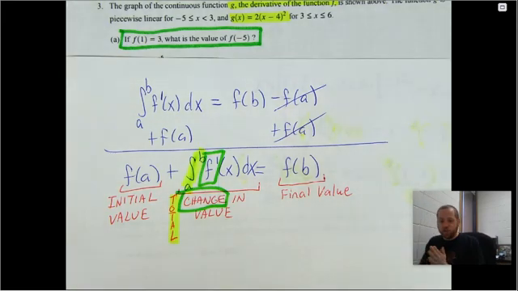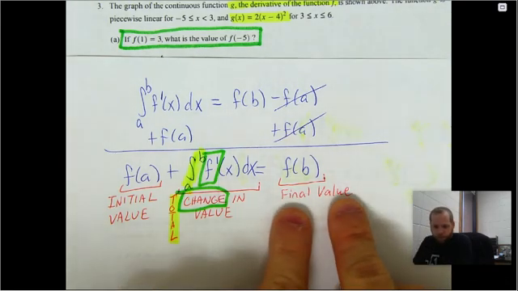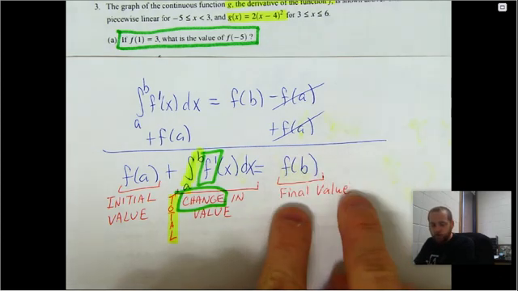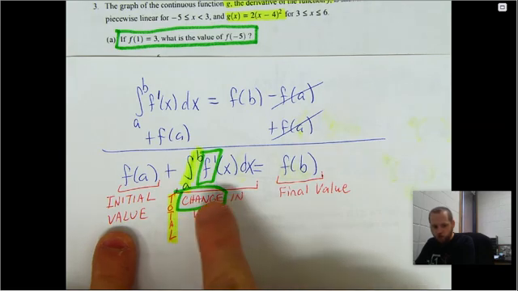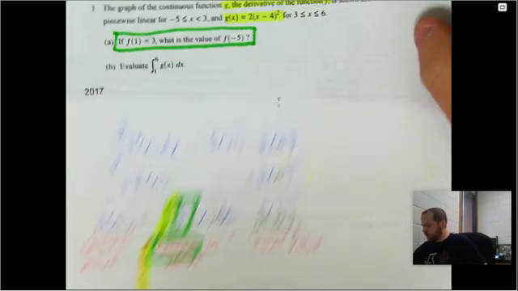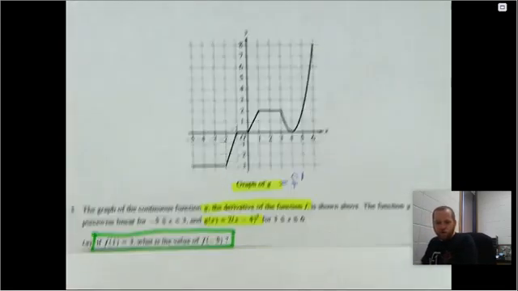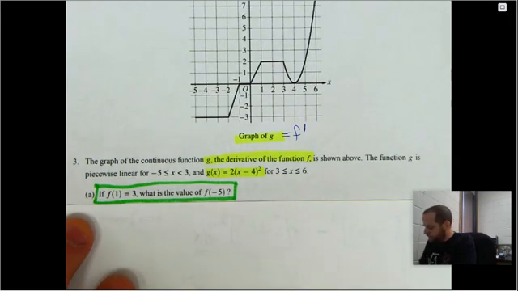So the reason I do that is if you focus on the final value of any function, it doesn't matter what it is, it could be velocity, acceleration, whatever. The final value is always the initial value plus the total change, okay? So looking at this first question, if f of 1 is equal to 3, what is the value of f of negative 5?